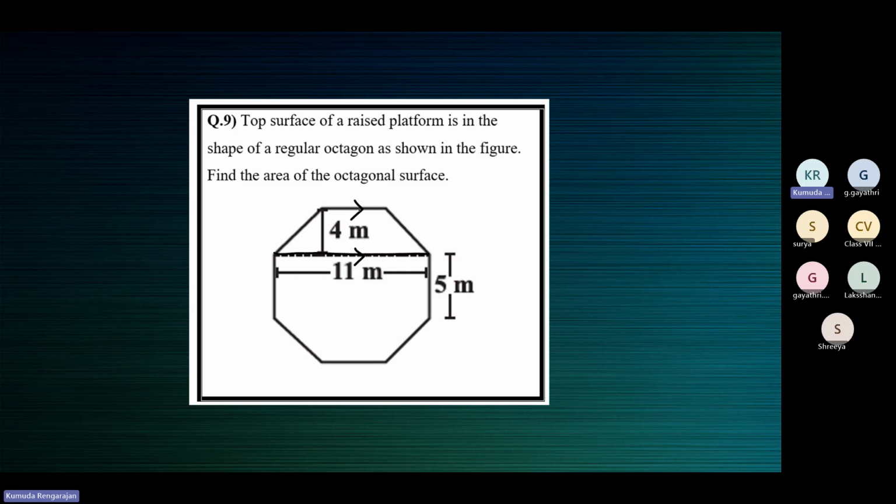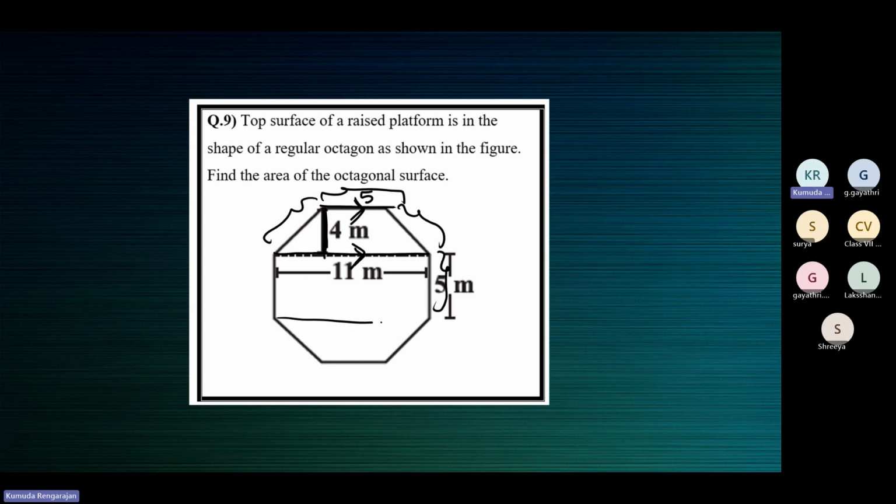This one is 11. This one is not 4, it's 5. I told you, this is 5. So all the sides are 5. Correct? So these are the parallel sides. 5 and 11 are the parallel sides, and the distance between them is 4.